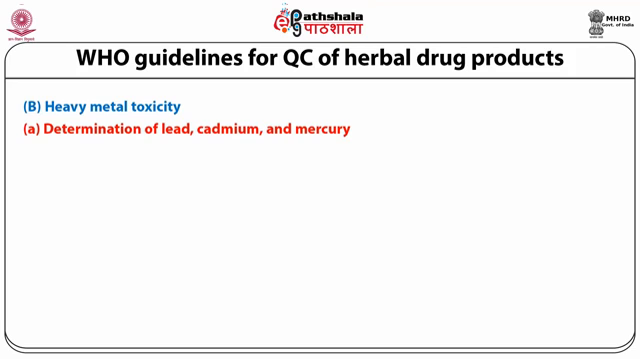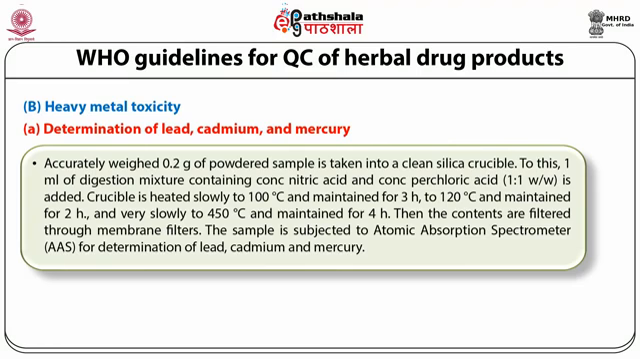Under this, lead, cadmium and mercury are determined by one method, while arsenic is determined by the Gutzeit method separately. In the first determination related to lead, cadmium and mercury, the sample is cleaned and taken into a clean silica crucible. Then it is digested with concentrated nitric acid and perchloric acid in a ratio of 1:1. The crucible is heated slowly, first to 100 degrees Celsius for 3 hours, then to 120 degrees Celsius for 2 hours, and very slowly to 450 degrees Celsius and maintained for 4 hours. Then the contents are filtered and the sample is subjected to atomic absorption spectroscopy for determination of these substances.